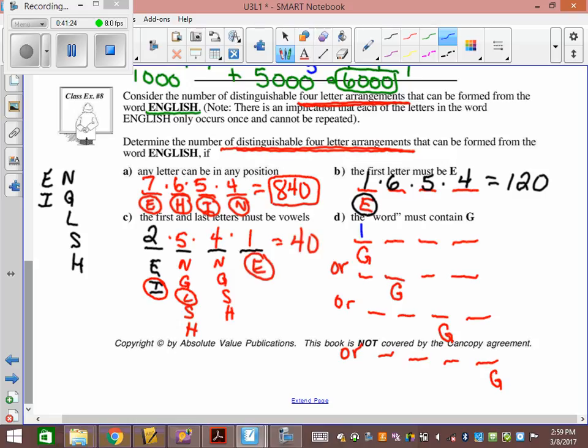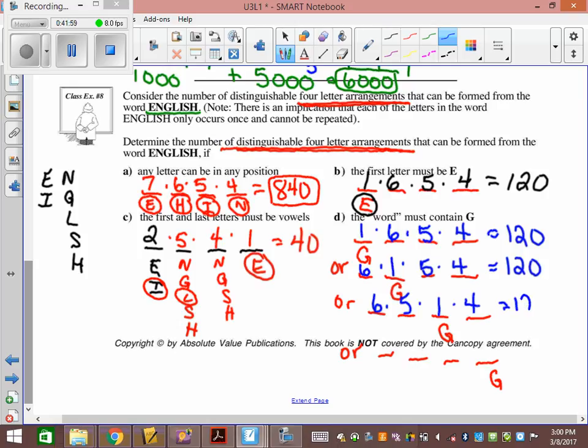I have 1 option. Then how many letters do I have left for this? 6. Then I leave 1. 5. Then I leave 1. 4. So I actually have 120 options with G beginning with G. Then this one I'm going to start with the G, so I have 1 option. How many letters do I have left here? 6. Then 5. Then 4. So I have 120 again. Then I have 1 for this one. 6, then 5, then 4. So I have 120 again.